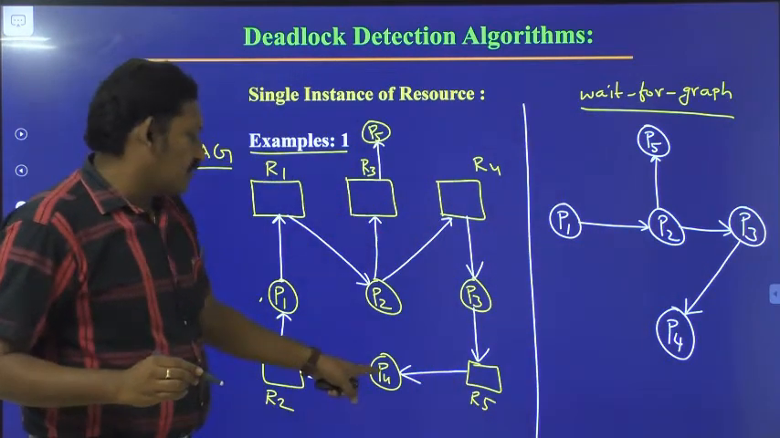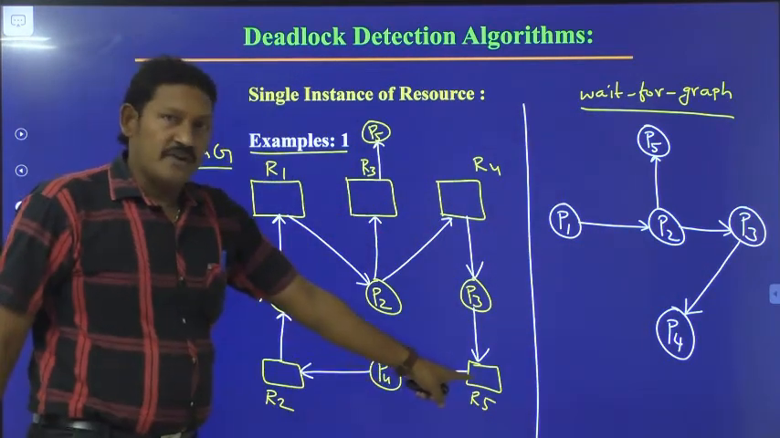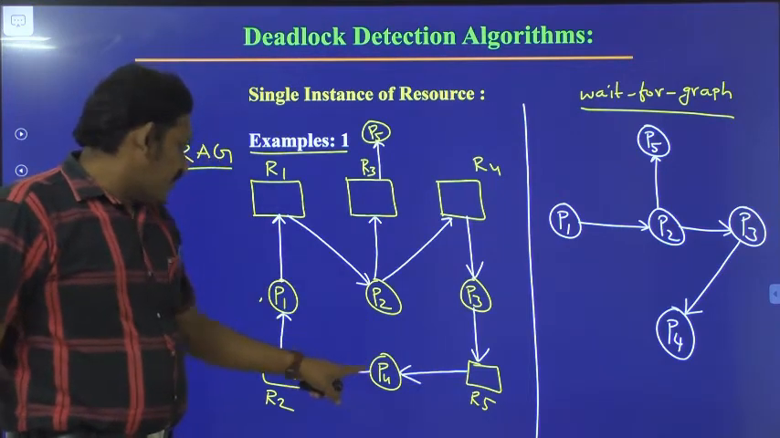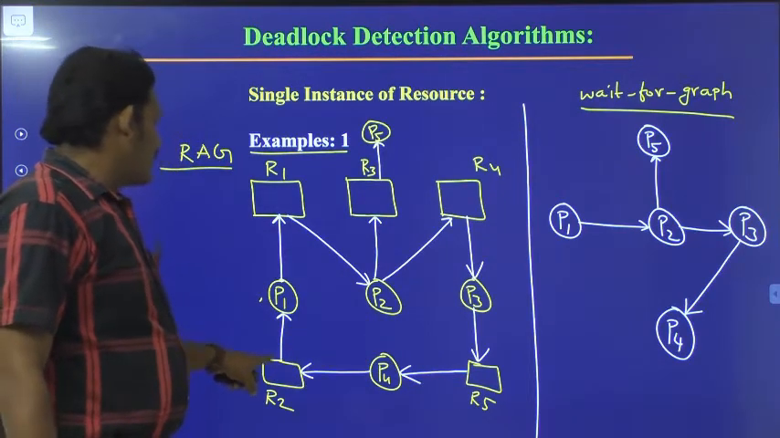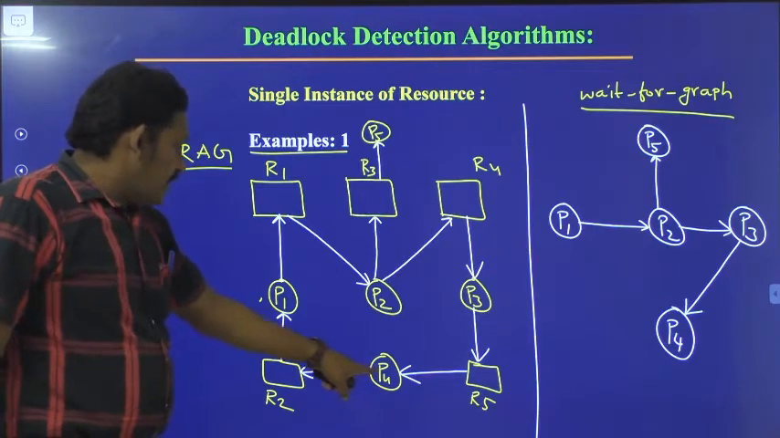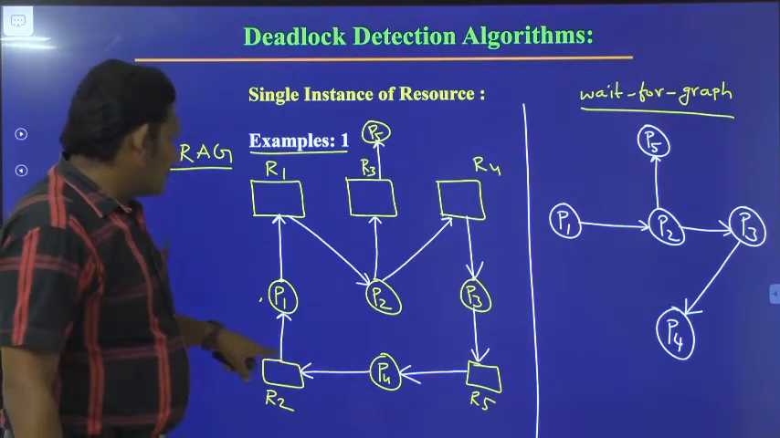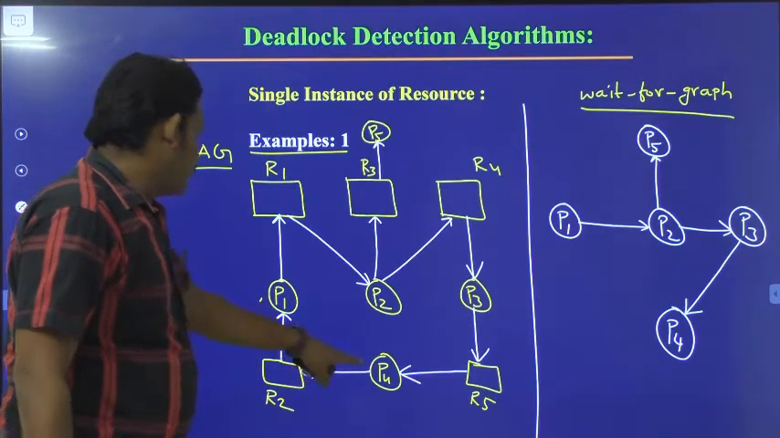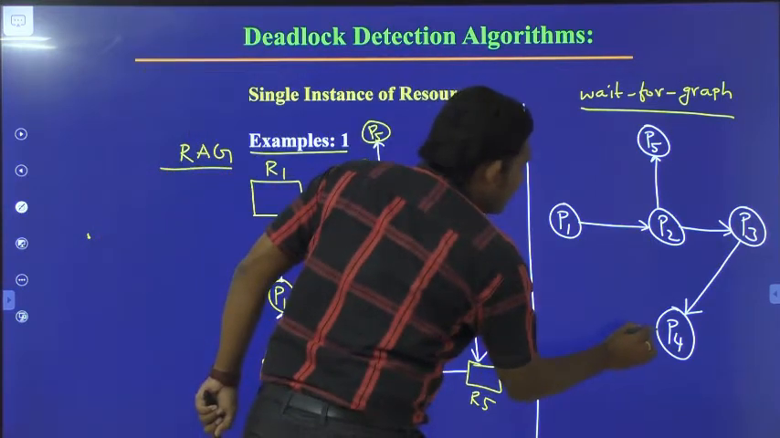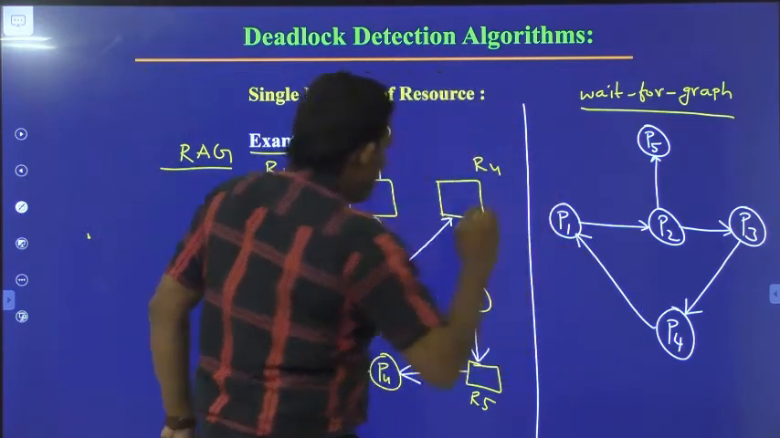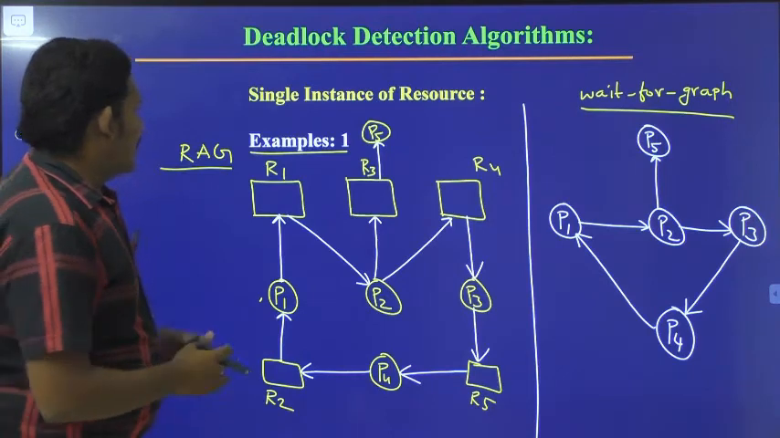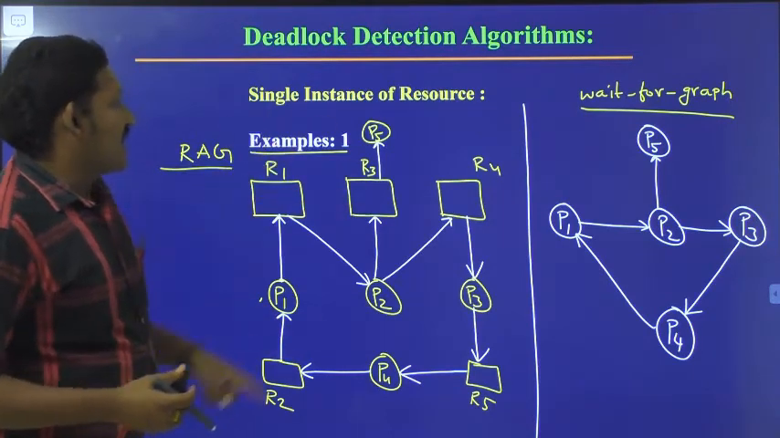Then what about P4? P4 is holding resource R5. At the same time, P4 is requesting R2. R2 is being held by P1. Means P4 is waiting for P1. So with this we have covered all the processes and all the graphs.